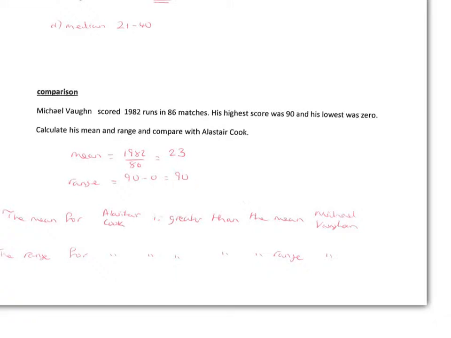And you can see the first cricketer, Alistair Cook, had a much greater mean. So you'd write a sentence like this: the mean for Alistair Cook is greater than the mean for Michael Vaughan. The range for Alistair Cook is greater than the range for Michael Vaughan. So you're comparing the two means against each other. You're comparing the two ranges against each other.